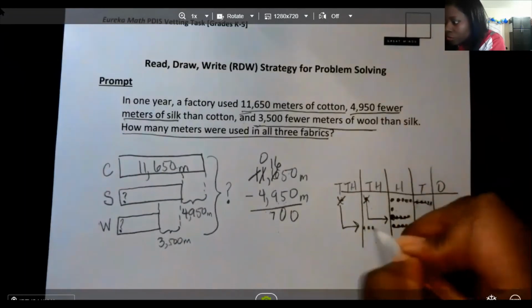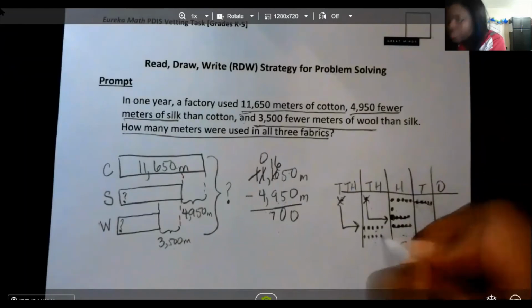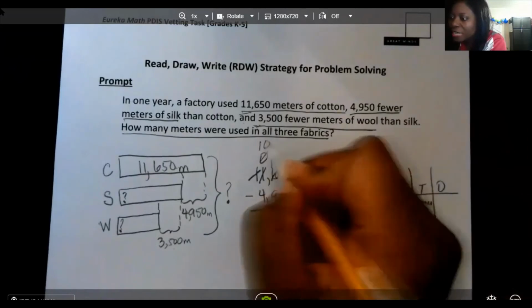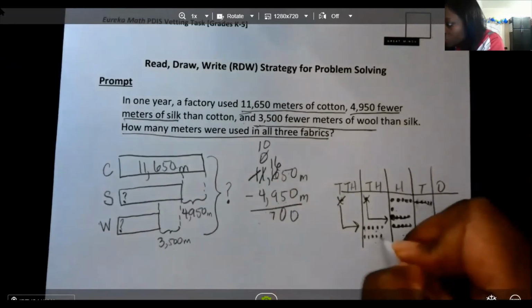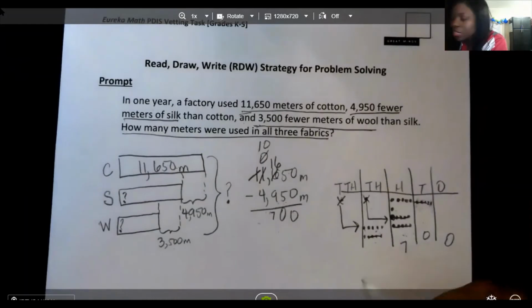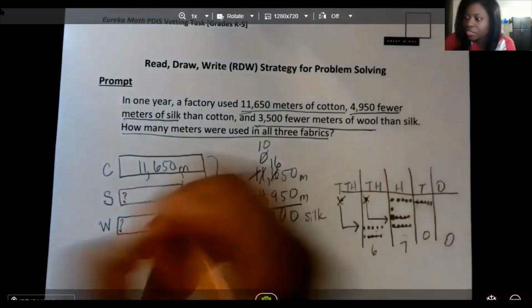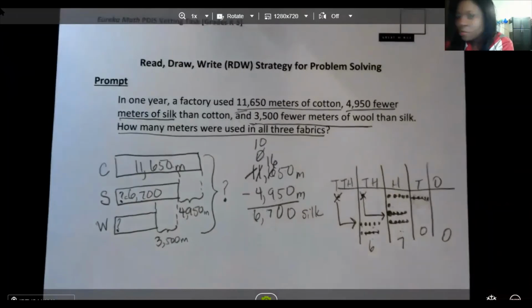1, 2, 3, 4, 5, 6, 7, 8, 9, 10. Excellent. So instead of 0 thousands, I now have 10 thousands. Okay, can I take 4 thousands away from my 10 thousands? Yes. 1, 2, 3, 4. Now that leaves me 6 thousands. So my answer for my silk is 6,700. So I'm going to write it there, because now it tells me what my model is equivalent to.